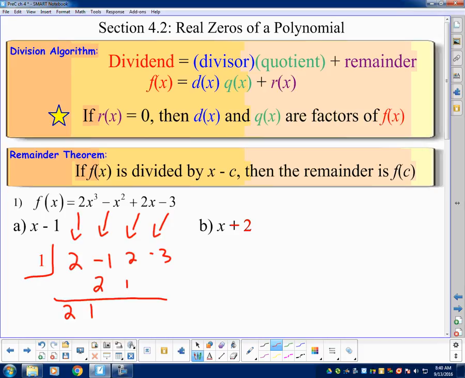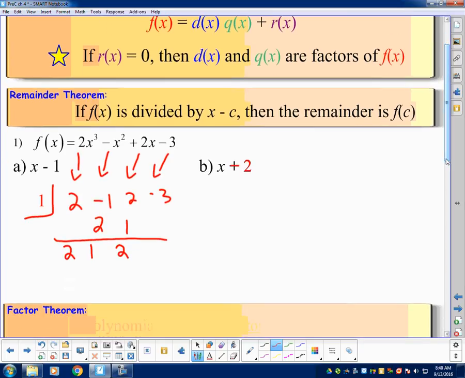1 times 1 is 1. Then 2 plus 1 is 3, and 1 times 3 is 3. Then -3 plus 3 is 0. Sorry, I had some funny arithmetic there.